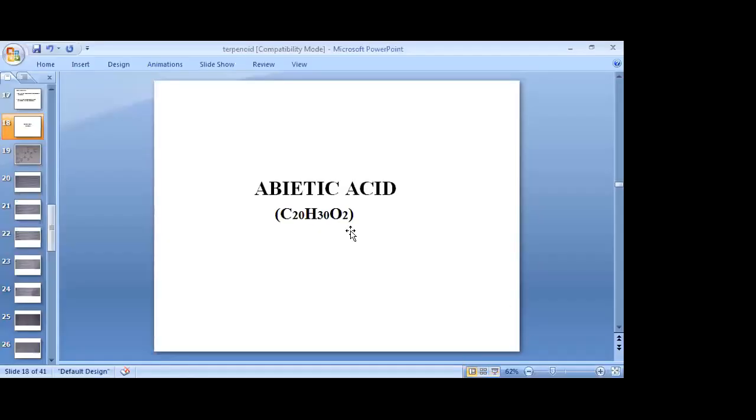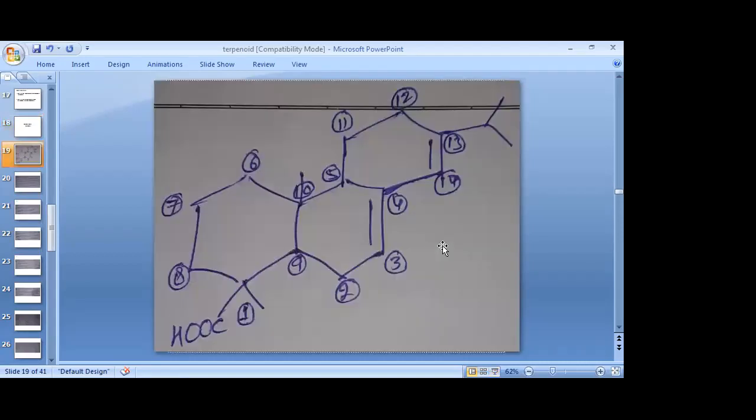Now you can see the structure of abietic acid. Here you can see 1 ring, 2 and 3 rings. It means it is a tricyclic compound.